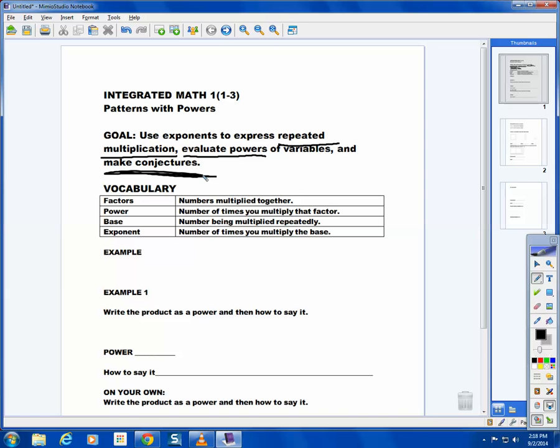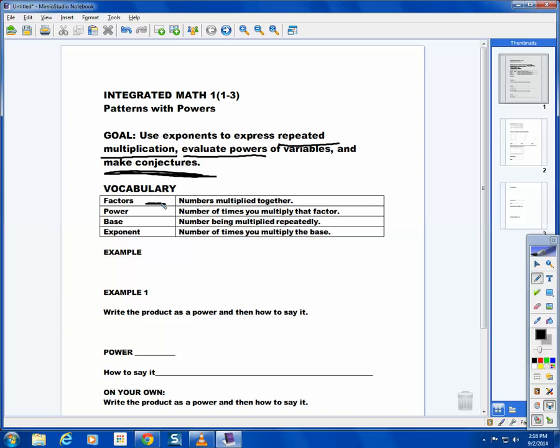But how about a volunteer to read what a factor is for me? Anybody want to read that? Give me a show of hands, please. Go ahead, Taylor. Numbers multiplied together. Okay, so this would be like the numbers that we're multiplying together. Think the example we used, 3 to the 5th. Isn't 3 getting multiplied over and over and over again? Okay, 3 would be like the factor getting multiplied all over again. Okay, what's the word power mean? Go ahead, Savannah. Number of times you multiply that factor. Okay, so the number of times you multiply that factor.